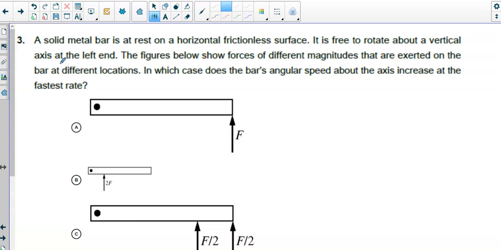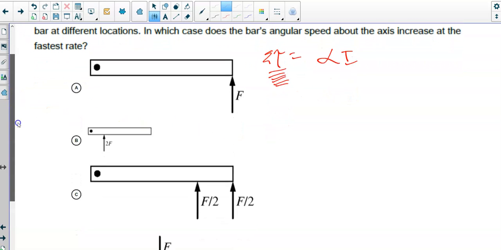In other words, which one has the largest alpha, which means net torque equals alpha times I. They all have the same I. They're all the same arrangement. So really, we're asking which one's got the biggest torque, biggest net torque. So we want the biggest force farthest away.